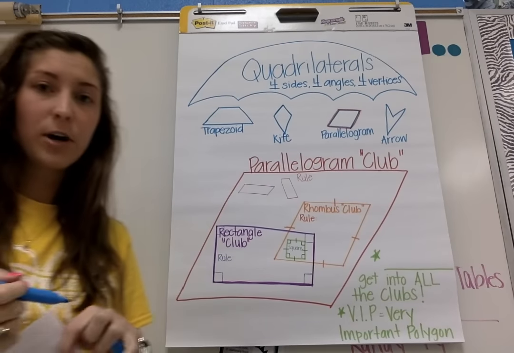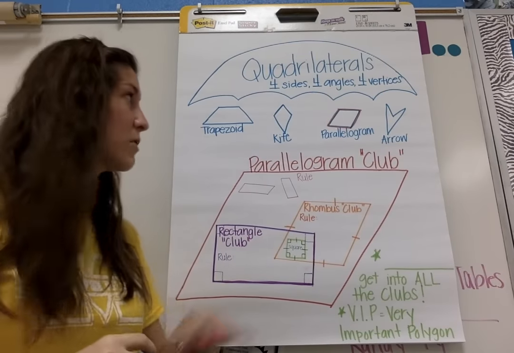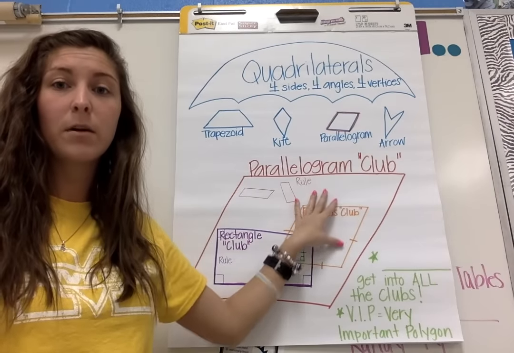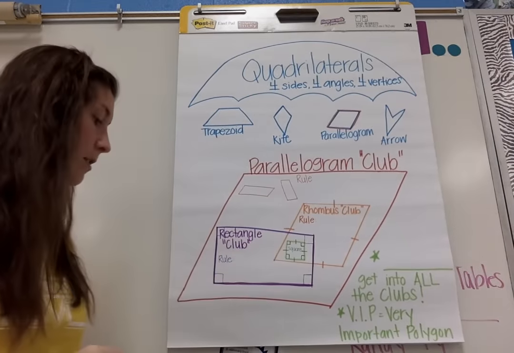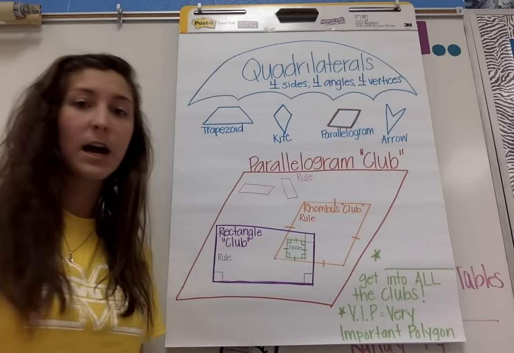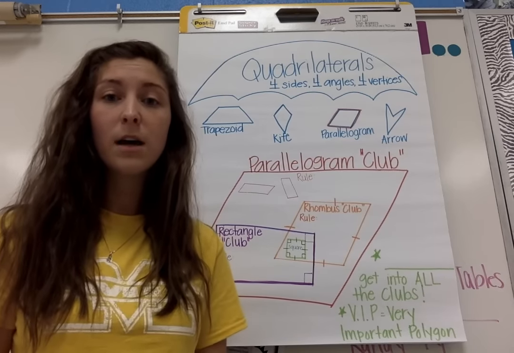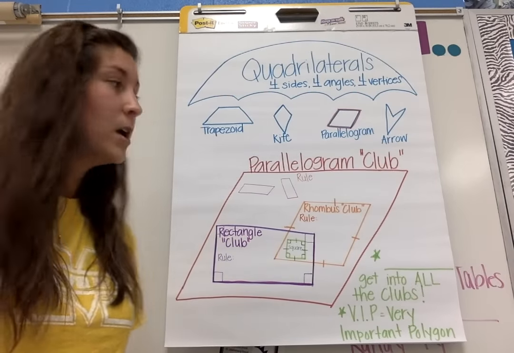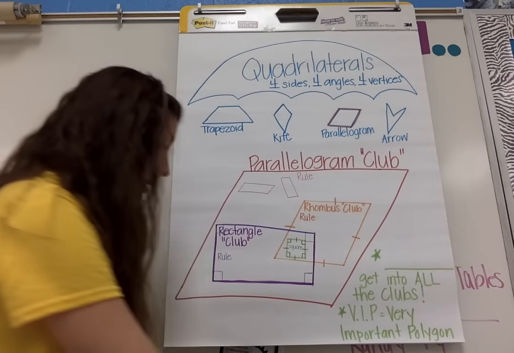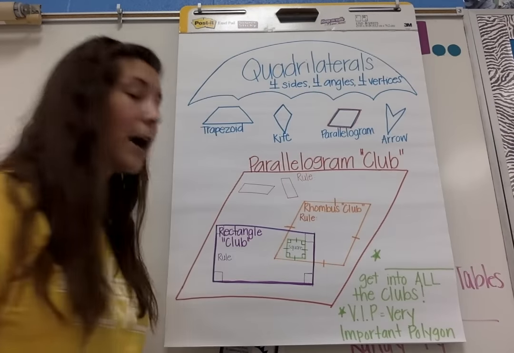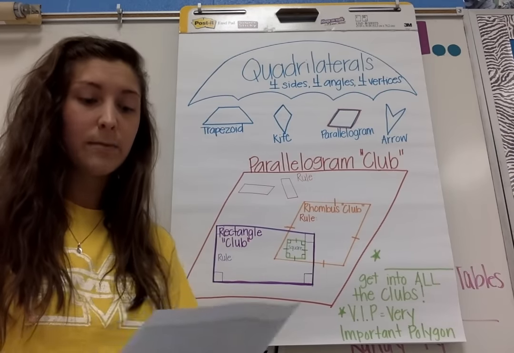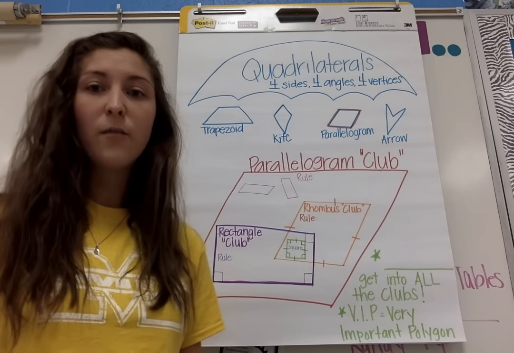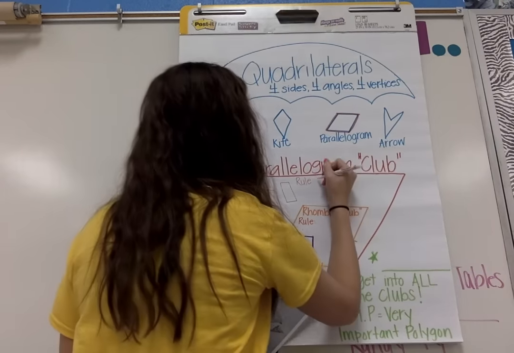With our parallelogram, you can tell that I've highlighted it in red, and then I've also drawn down here our parallelogram club. So when we talk about all these different shapes, we're going to talk about the kinds of clubs that they are in, because many different shapes can be considered a parallelogram as well. Our rule for a parallelogram is that it must have 2 pairs of parallel sides.